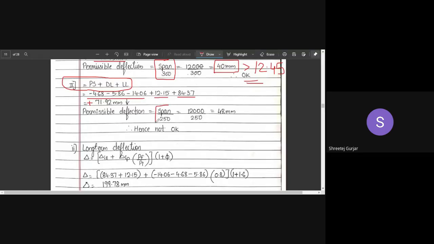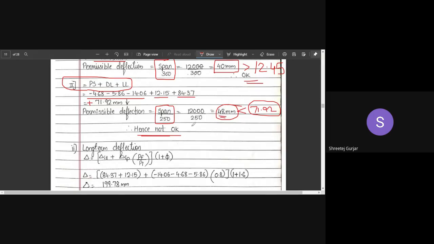So for downward deflection, the total deflection should be less than span by 250. Span by 250 is 48 mm, and whatever we have got, 71.92, is larger compared to the permissible. So hence it is not okay. It should be a bit less than 48 mm, and we can see that our deflection is 71 mm. It is not permissible. It should be less than this limit.